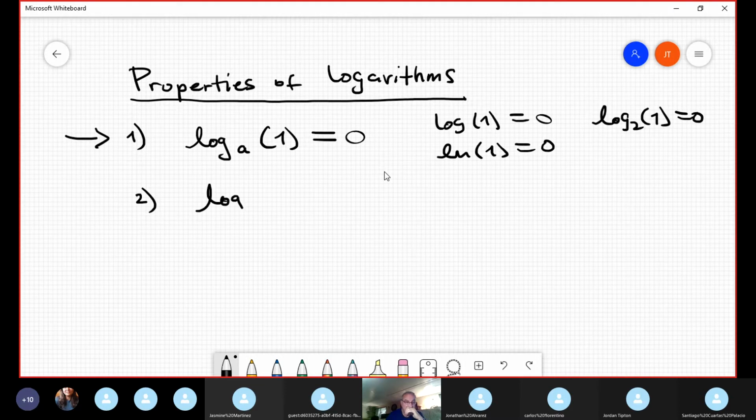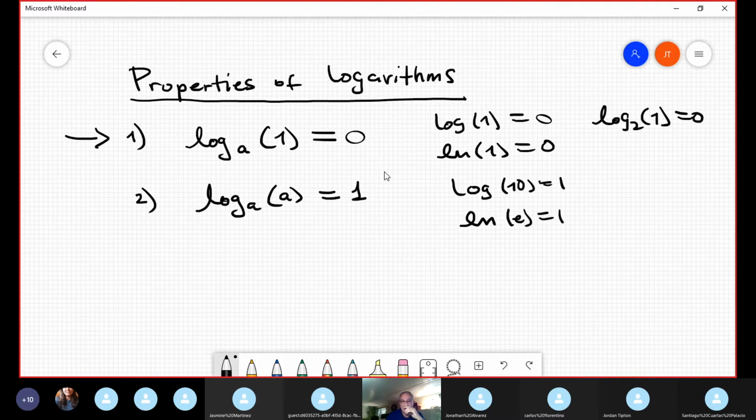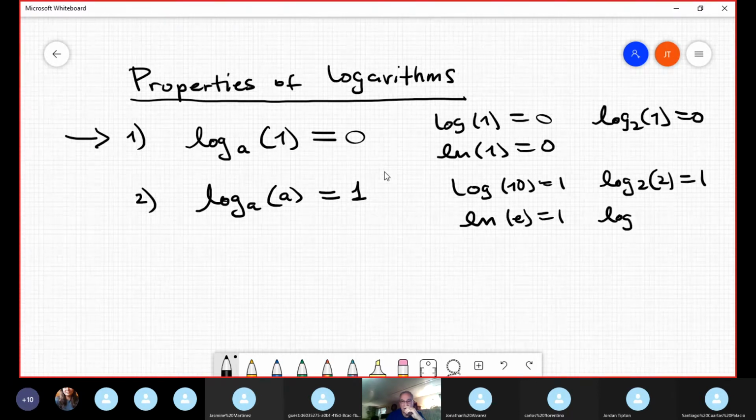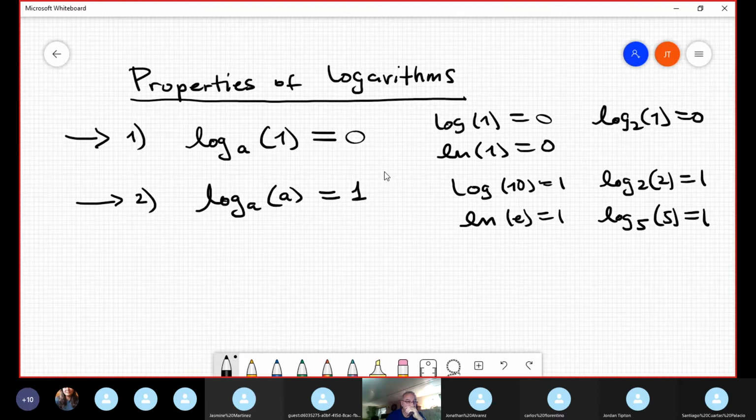Second property: logarithm of the same number as the base, in any base, is equal to 1. For example, log of 10 is 1, ln of e is 1, logarithm base 2 of 2 is 1, logarithm base 5 of 5 is 1. Don't forget this property, guys.